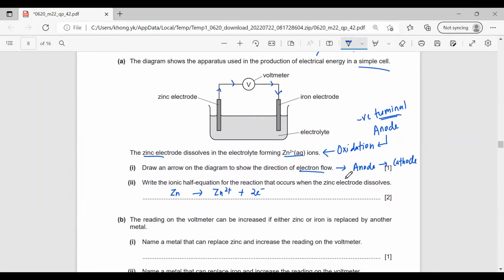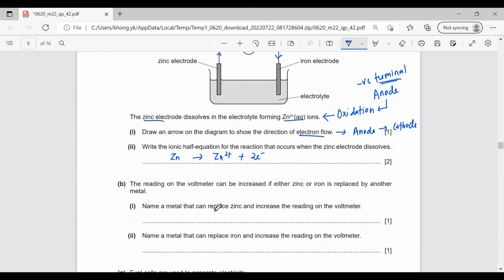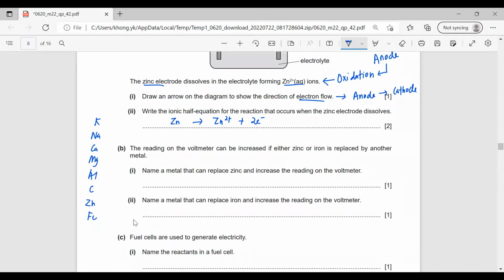Next, the reading of the voltmeter can be increased if either zinc or iron is replaced by another metal. Name a metal that can replace the zinc. If you recall the reactivity series, the most reactive metal is potassium, followed by sodium, calcium, magnesium, aluminium. Then you have carbon, followed by zinc, iron, and then lead. And then we have hydrogen, copper, silver, and also gold.